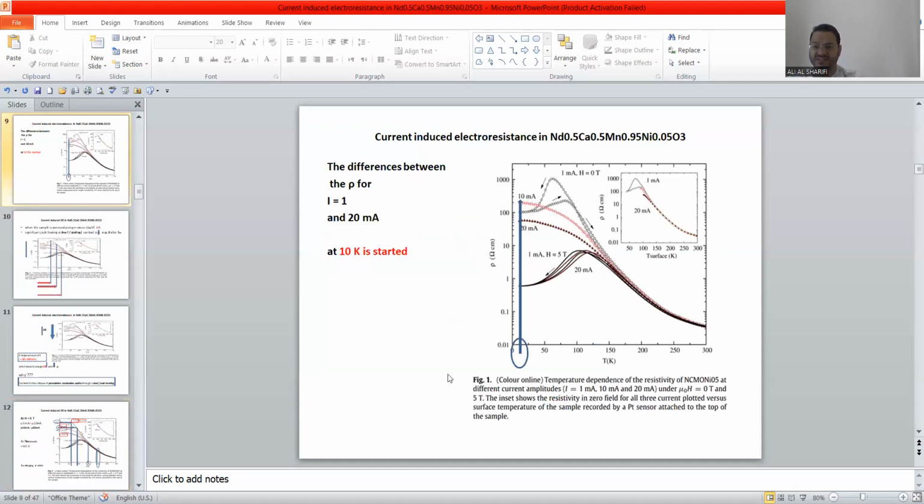Here, the first diagram, the first plot, is a temperature-resistivity plot. We have different amounts of current. Actually, at first, the amounts of current with no magnetic field. First amount of current 1 milliampere, 10 milliampere, 20 milliampere, and we will note the difference between them. At first, with no magnetic field, with 0 Tesla. Here, all of the change started from approximately 10 Kelvin.